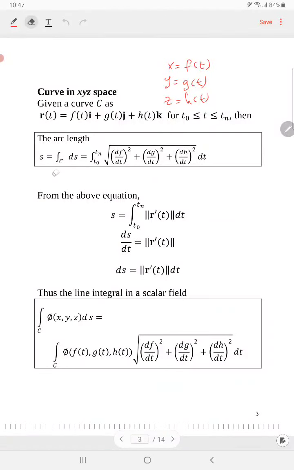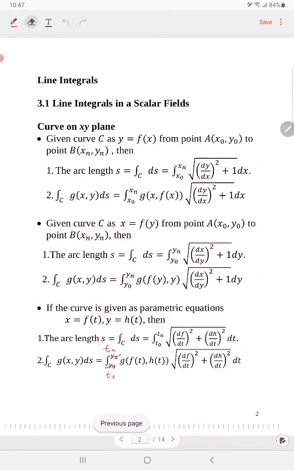So the arc length is still ds integrated over curve C for both line integrals in xyz space or in an xy plane. Okay, how are we doing with time?